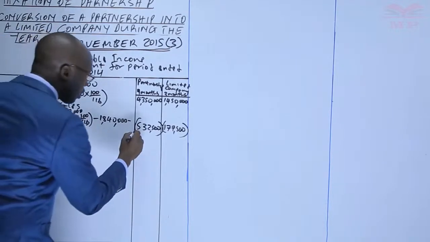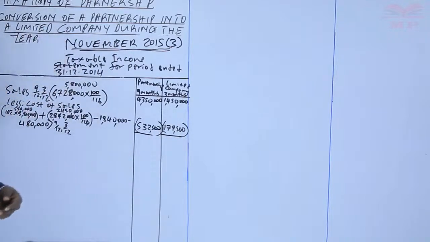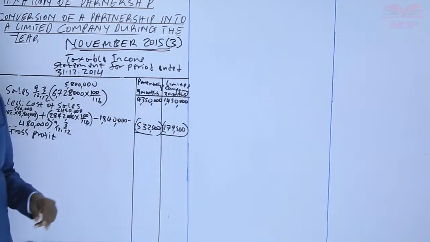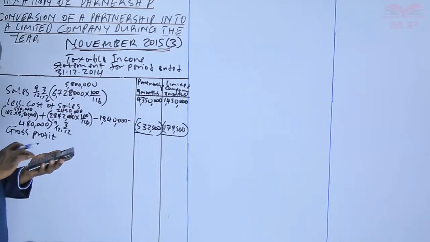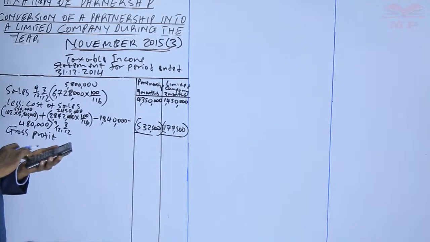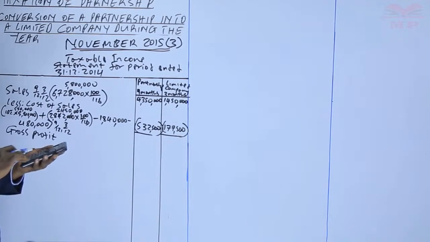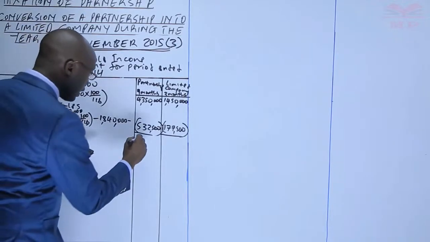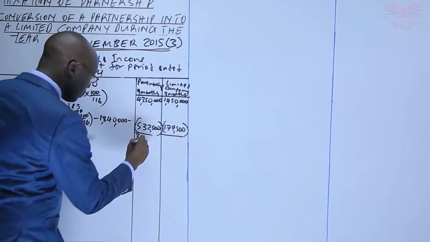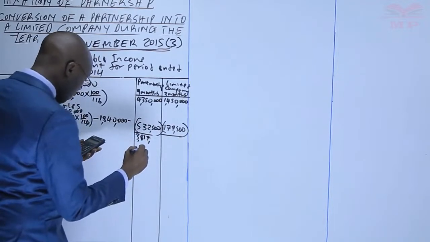So after that, we can now get the gross profit. Gross profit will be sales minus the cost of sales, in which case we have 43,50,000 minus 532,500, which gives us 38,17,500.